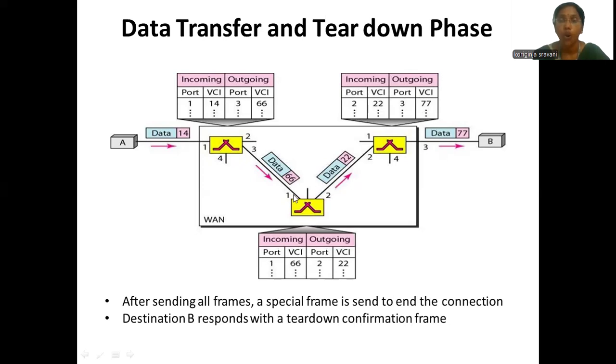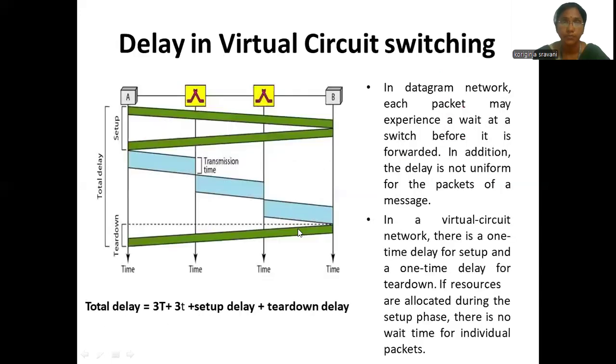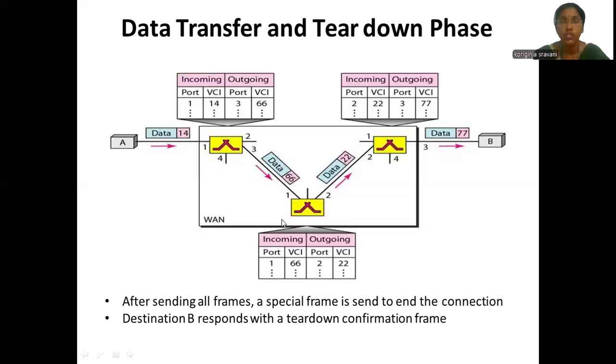After sending all the frames, a special frame is sent to end the connection. Destination B will respond with a teardown confirmation frame. So it gives an acknowledgement to A that the connection will be released. This is the process of virtual circuit networking.